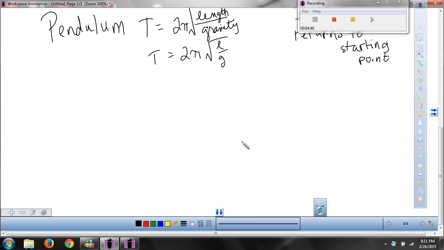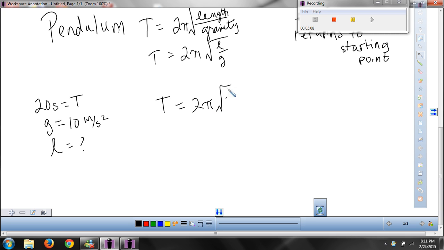Okay, so if they give you a problem and they say that the period of a pendulum is, let's go 20 seconds. And it's on planet Earth, so gravity is, I think y'all use 10 meters per second squared. And they want to know what must the length of the pendulum be. Well, here's my basic equation. But the unfortunate thing is I have a radical sign here, but it's really not any big deal. I'm going to square this side, and I'm going to square everything on this side, because I want to get rid of that radical sign.